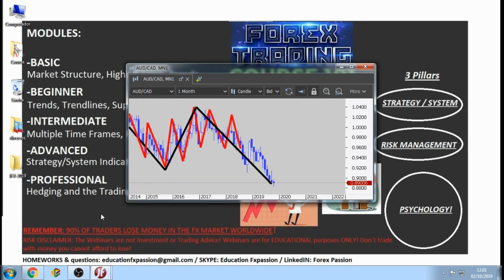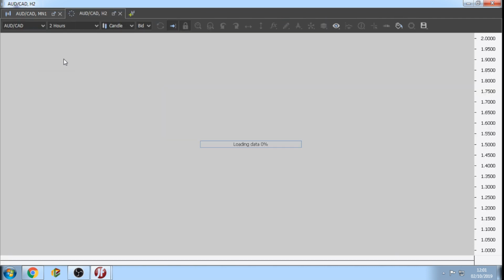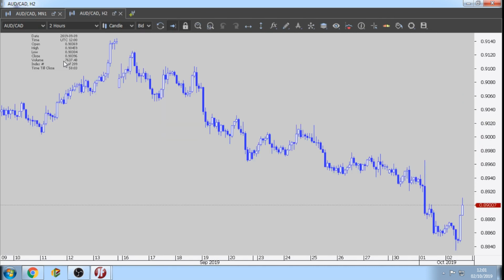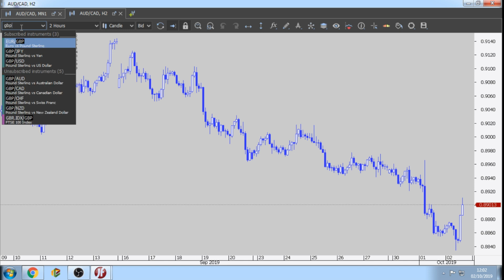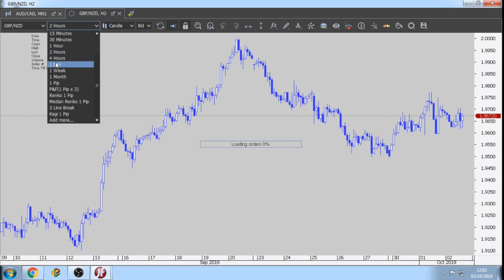That being said, we have two requests. You send me an email. Can you please analyze USD CAD, and can you please analyze GBP NZD? Right, so we are going to start with the GBP NZD, and then we are going to check USD CAD, okay?